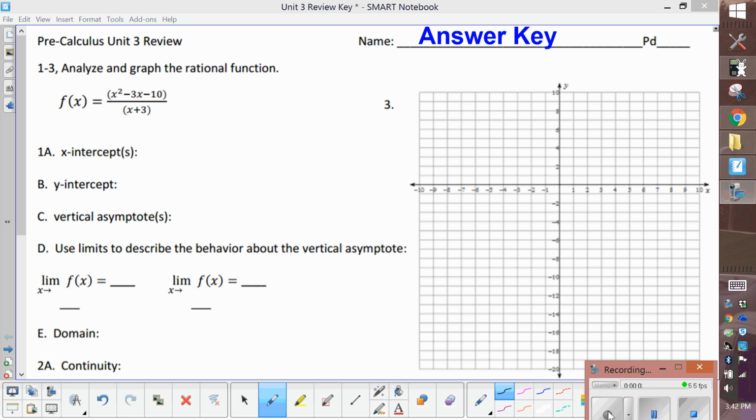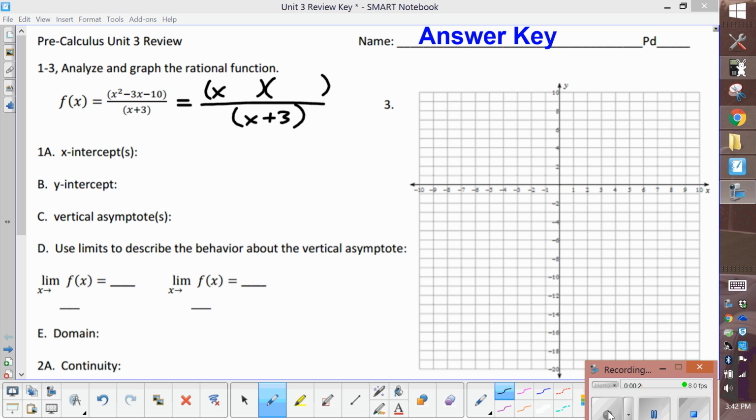Okay, we're going to go ahead and analyze this rational function. The first thing I would do is we need to factor this out on the numerator. We'll go ahead and leave the bottom alone, x plus 3. And it's an easy one to factor because we have a leading coefficient of 1.